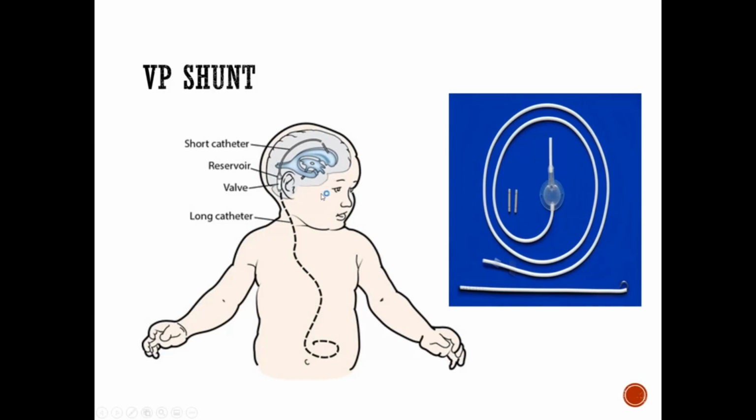So here you are going to see an image of a VP shunt. There is a catheter that's in the ventricle. There is a reservoir and a valve that's controlling and monitoring the flow, the pressure, and then it goes all the way down into that peritoneal space to then be reabsorbed by the body. Okay, so that's where the CSF is draining to.